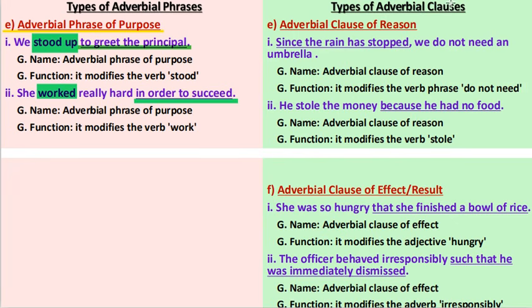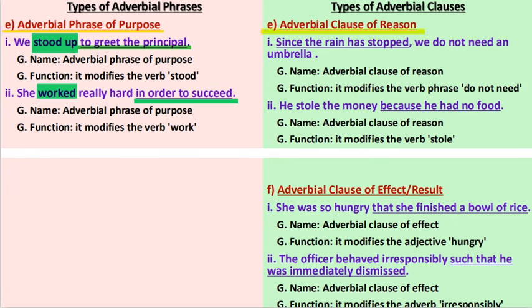Alright, let's come to the right side of the screen to talk about the remaining types of adverbial clauses. This one is adverbial clause of reason. It tells us the reason for the action, the reason for the verb. It's usually introduced by subordinate conjunctions like because, since, as, for, in as much as, for as much as, etc. It answers the question of why the verb is performed.